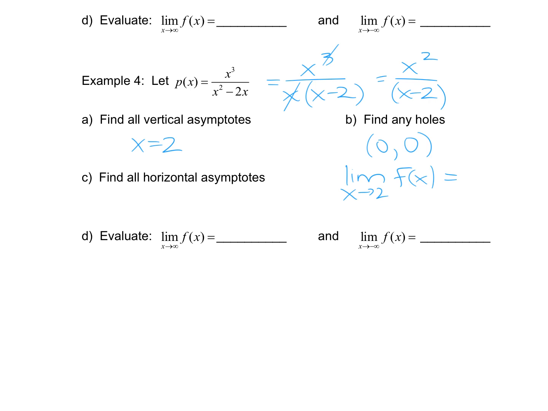What's the limit at a vertical asymptote anytime? Does not exist. All right, what about horizontal asymptotes? What case are we in with our exponents? Okay, so do we have a horizontal asymptote here? Right. There is no horizontal asymptote, which means there is a slant asymptote.